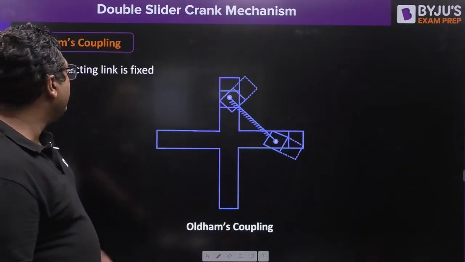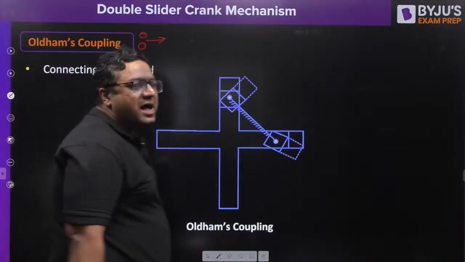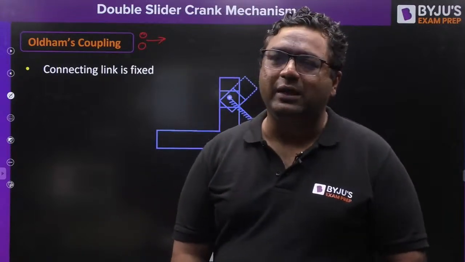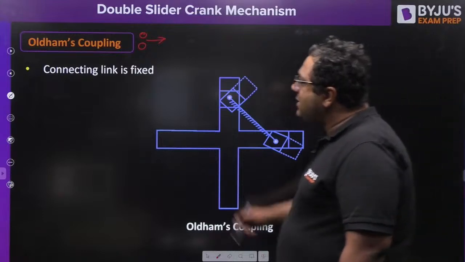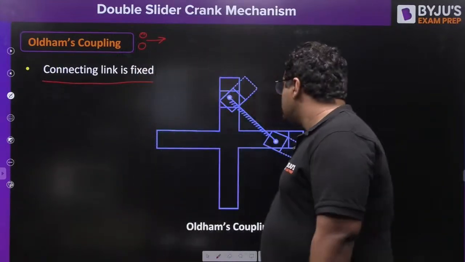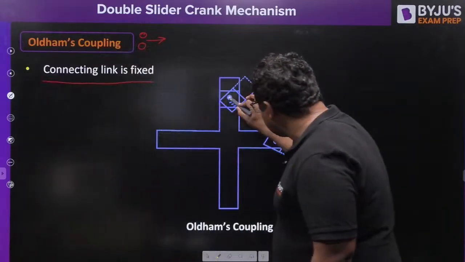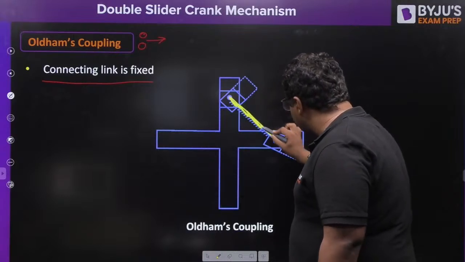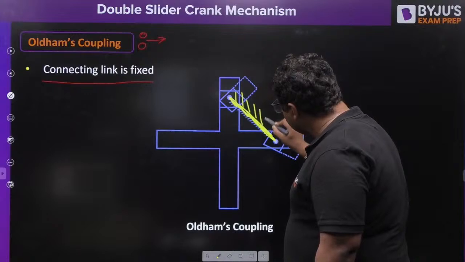So my dear, now we are moving to the third, that is Oldham's coupling. This is the last inversion, because one inversion vanishes. Now we are talking about the last inversion. This time the connecting rod is going to be fixed. The connecting rod is nothing but the coupler. So this time, we are going to fix this coupler, and we are keeping this coupler fixed.